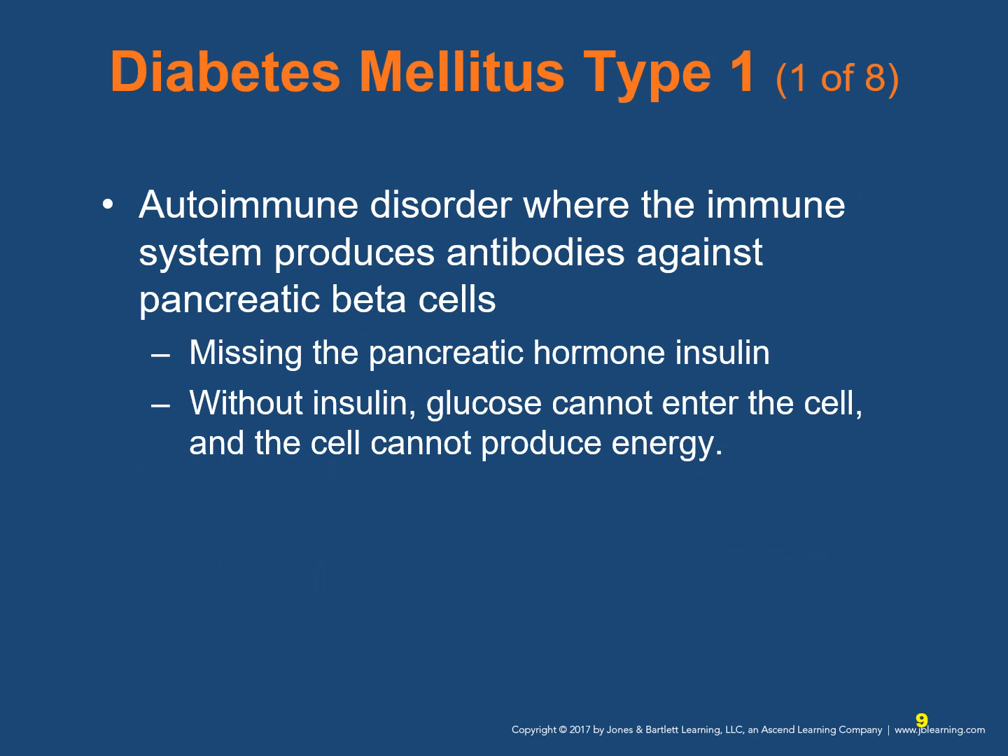Let's talk about diabetes mellitus type 1. It's an autoimmune disorder in which the immune system produces antibodies against the pancreatic beta cells. The result is a missing pancreatic hormone, insulin. Without insulin, glucose cannot enter the cell and the cell cannot produce energy.